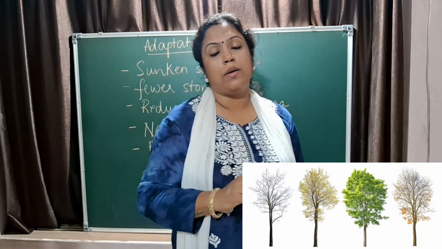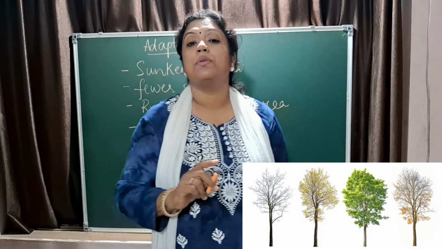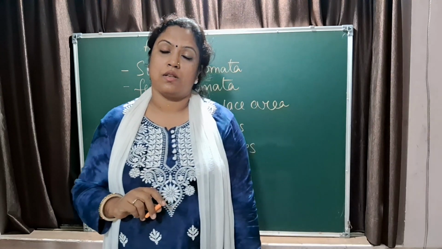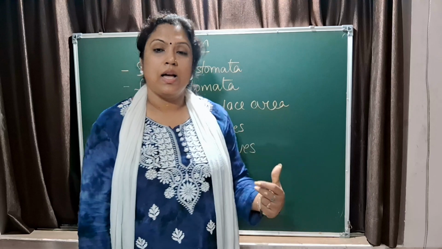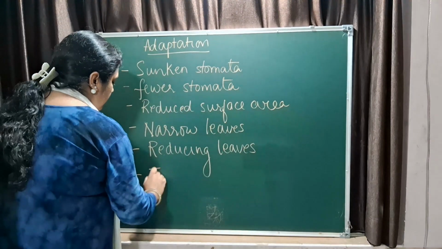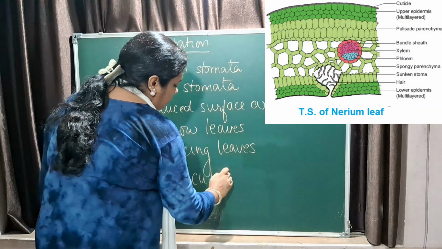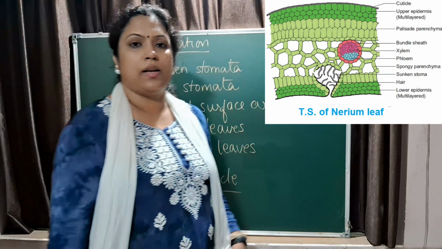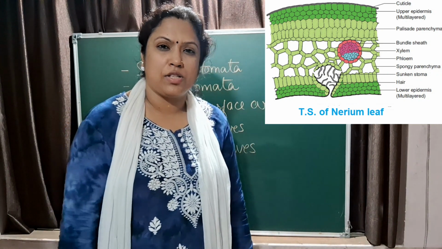Now you should know that about 99% of water is lost in the form of water vapor by the process of transpiration. So the plant can conserve that much water if it can follow these adaptations. Is that clear? And the last one is the thick cuticle. If the waxy layer present on the leaves is thick, the rate of transpiration will automatically get reduced. Is that clear? So we have understood about the adaptations also.